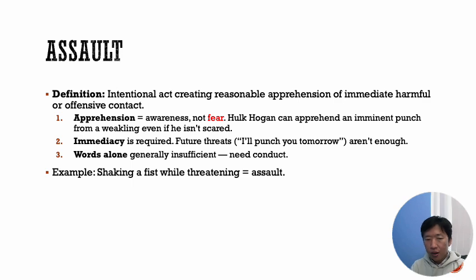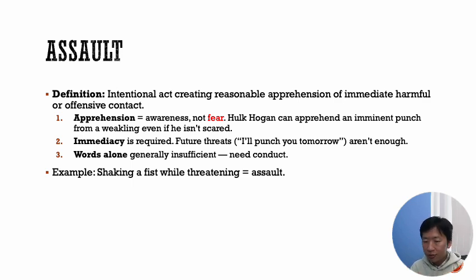And the second requirement is immediacy. That means the threat is ongoing, immediate, and right away. It cannot be a postponed threat. For example, if someone tells the other, I'm going to kill you tomorrow, that is not an immediate threat.